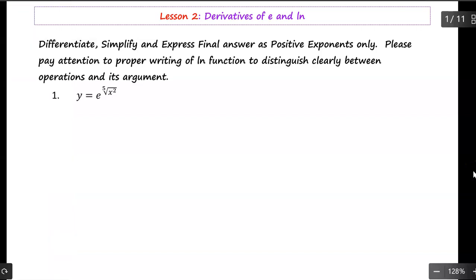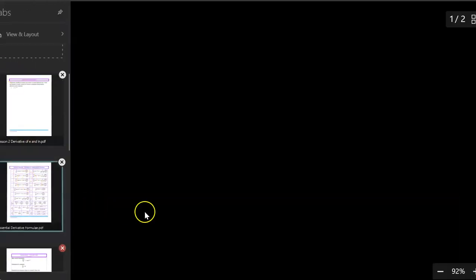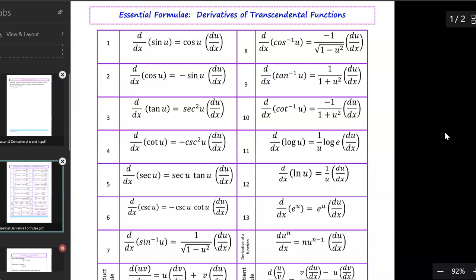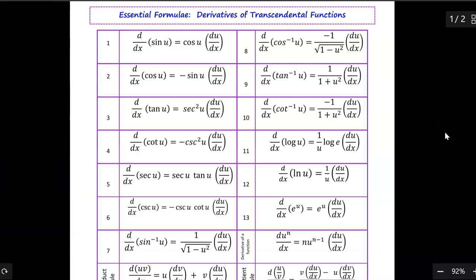Hello everyone. In this lesson, we will talk about derivatives of the function e and the natural logarithm. Before I get into differentiating y equal to e raised to this exponent, the fifth root of x squared, I would like to remind everyone of the essential formulae that I provided in the previous video. We will concentrate on formula number 12 and number 13 in this lesson.